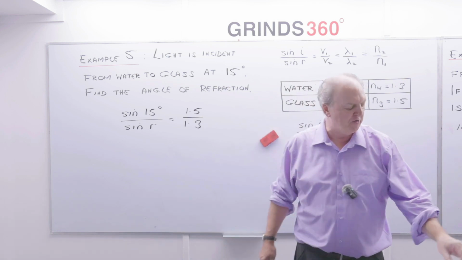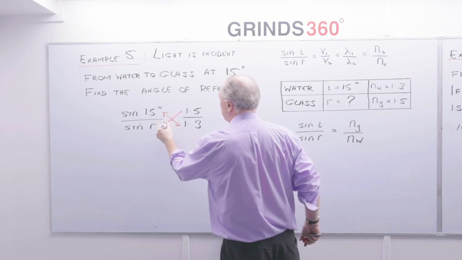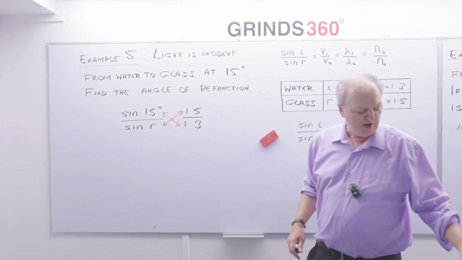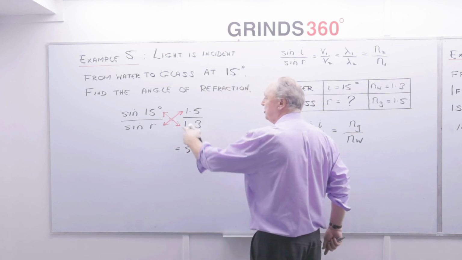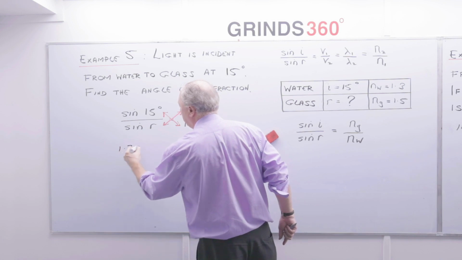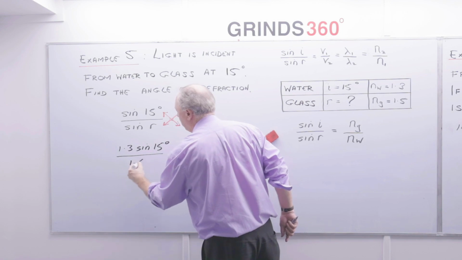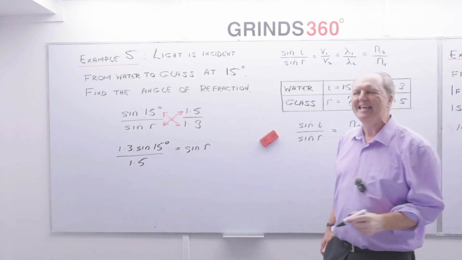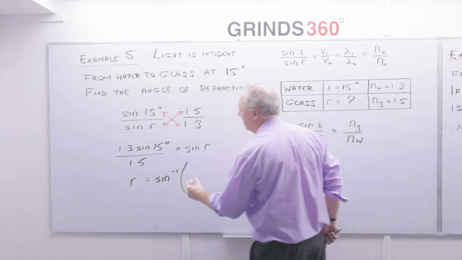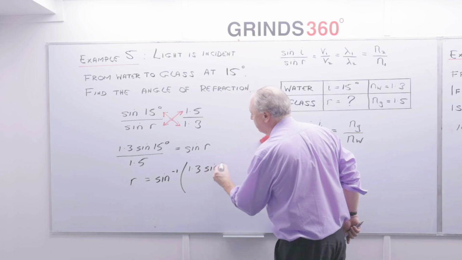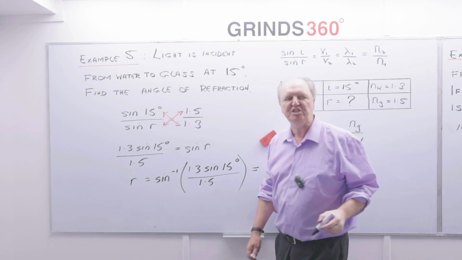So I want to solve that for R. So let me do the cross multiplication in my head. Put the arrows in your head. I want to isolate the sine R. And that's equal to, slide the 1.3 up, 1.3 sine 15 degrees, and slide the 1.5 down, divided by 1.5. So R will be the inverse sine of the left-hand side. So it's the inverse sine of 1.3 sine 15 divided by 1.5. So I'm going to put that calculation into my calculator.